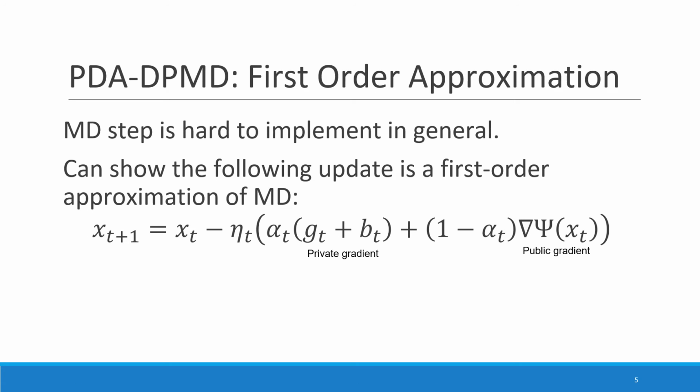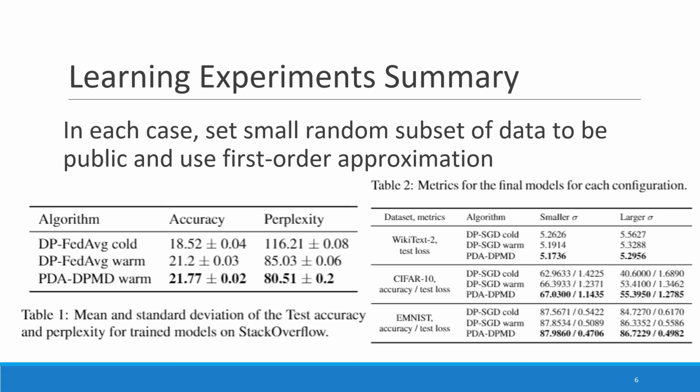Now, implementing the algorithm is hard, so for our experiments, we focus on a first-order approximation instead, and basically what this first-order approximation does is it just runs gradient descent using a convex combination of the private and public gradients. So we use this first-order approximation to conduct some deep learning experiments.